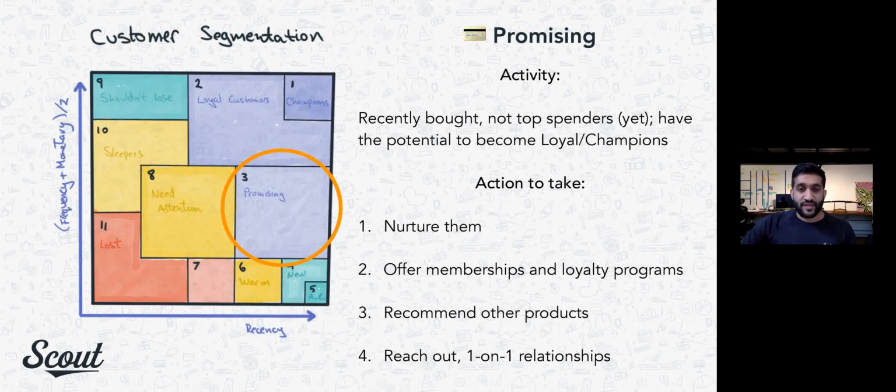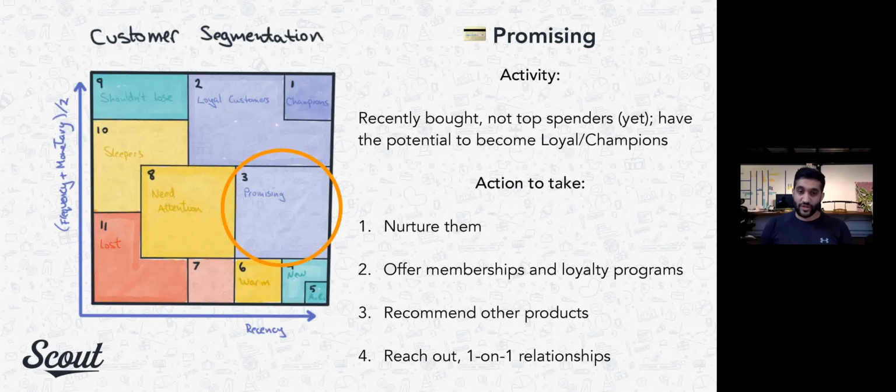Next up, the promising customers. So these are customers that, again, maybe have average monetary and frequency. So they're not your top spenders, they're maybe average spenders. But the important thing about these customers is that they're recent. It means that they bought something really recently. That tells you that your brand is on top of mind for them. And the fact that they spent average or above average monetary means they could potentially be really good customers.